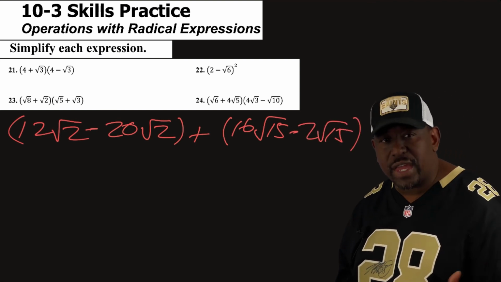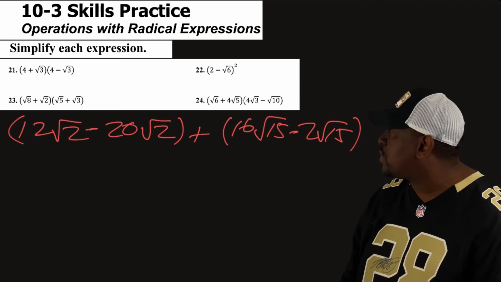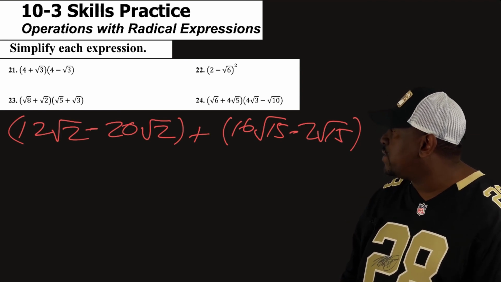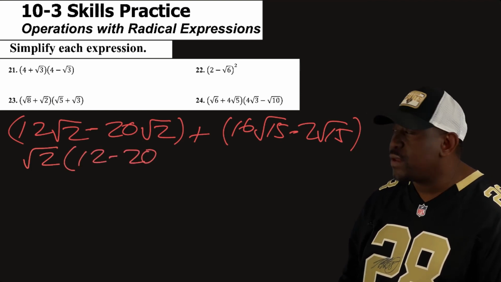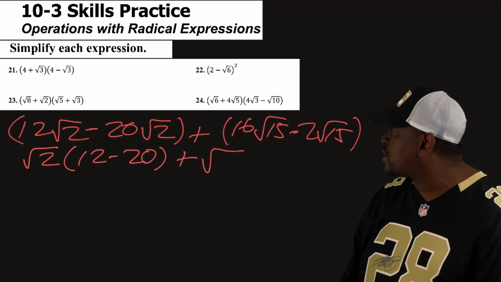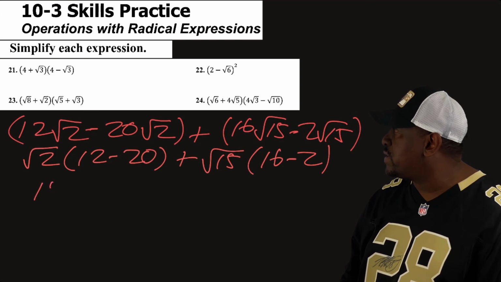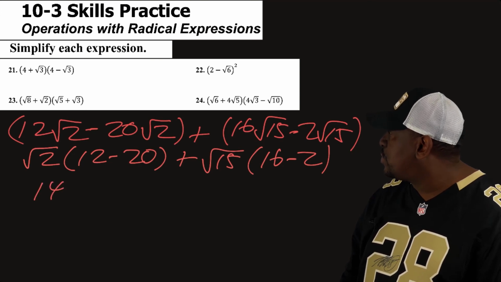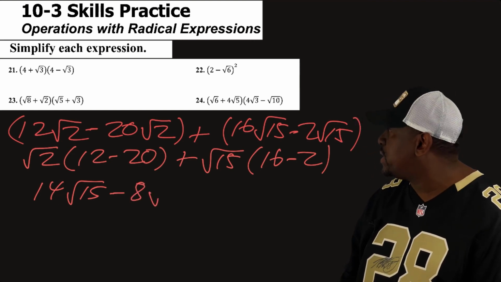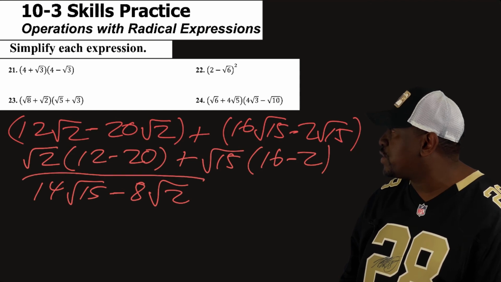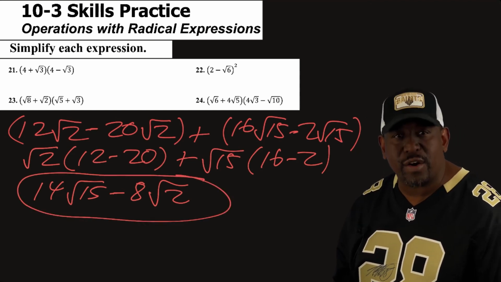Because we have like radicals, we factor out the square root of 2 in the first group, and we're left with 12 minus 20, which we will simplify. We factor out the square root of 15 in the second group, and we write 16 minus 2. 12 minus 20 is negative 8. So we'll put the 16 minus 2, which is 14, times the square root of 15, and then we'll put negative 8 times the square root of 2, which gives us our final answer.